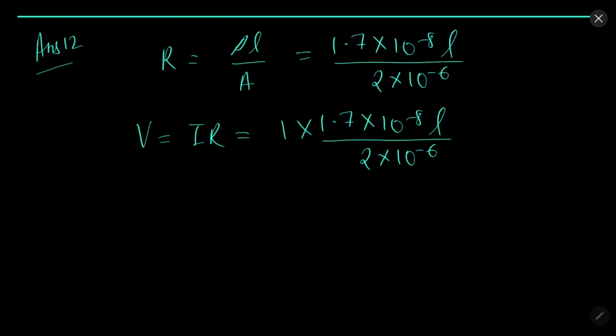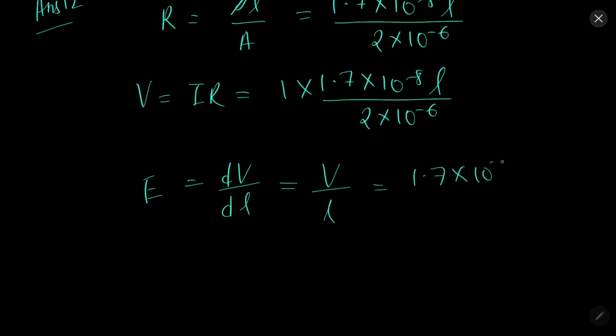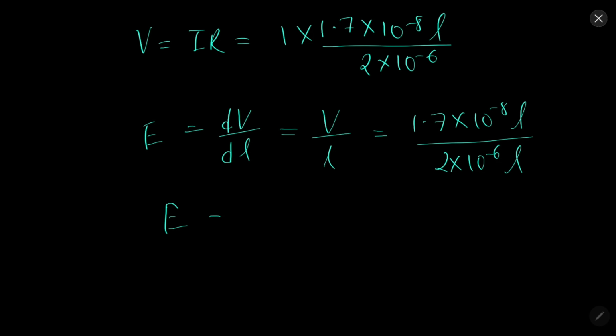After this, E will be dV by dl, V by L, 1.7 × 10⁻⁸ × L over 2 × 10⁻⁶ into L. So we will obtain E to be around 8.5 millivolt per meter.